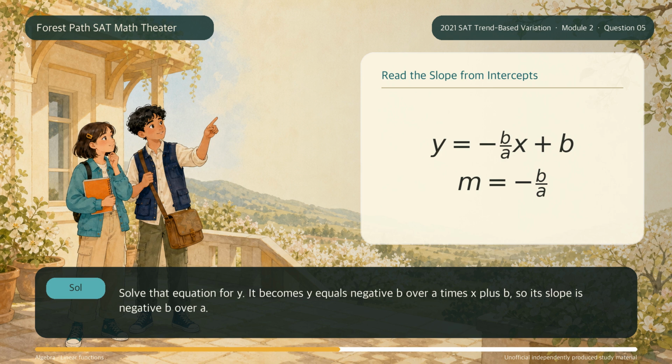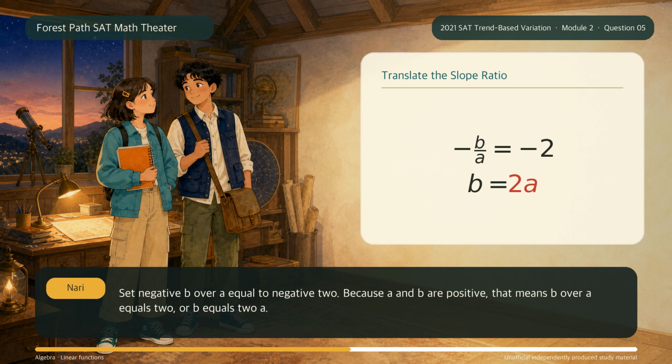Solve that equation for y. It becomes y equals -b over a times x plus b. So its slope is -b over a. Set -b over a equal to -2. Because a and b are positive, that means b over a equals 2, or b equals 2a.